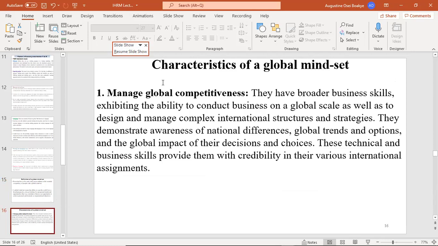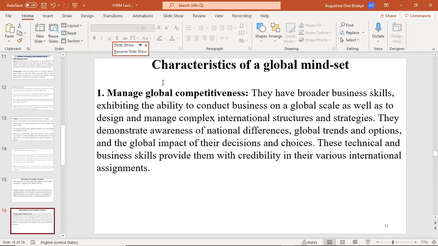So, what are some of the characteristics of a person who has a global mindset? When we say someone has a global mindset, what will make that person stand out? The first one is that such people are able to manage global competitiveness. By this, we are saying that they have broader business skills. They also exhibit the ability to conduct business on a global scale, as well as to design and manage complex international structures and strategies.